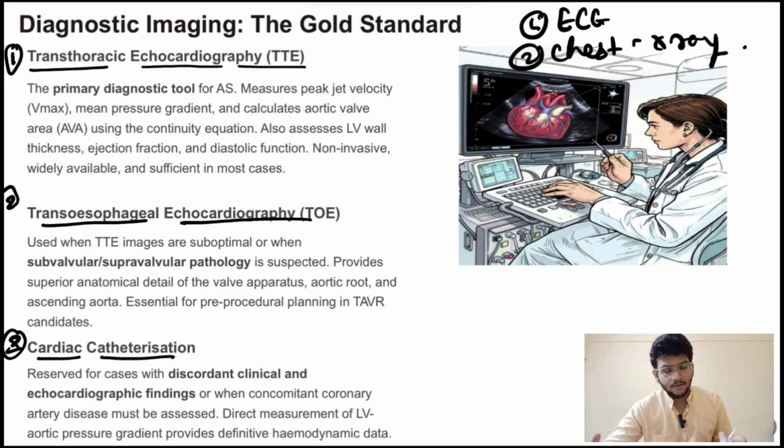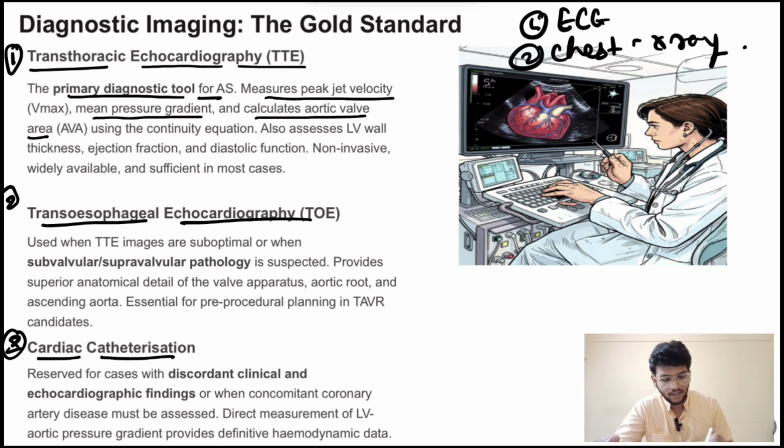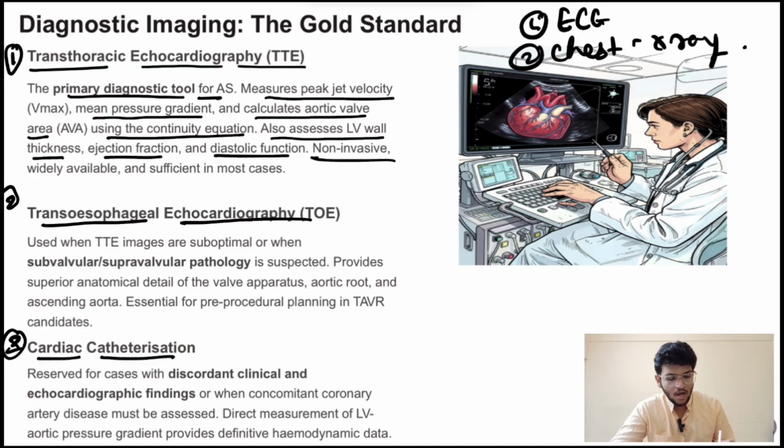Now transthoracic echocardiography is the primary diagnostic tool for aortic stenosis. It measures the peak jet velocity, mean pressure gradient, and calculates aortic valve area using the continuity equation. It also assesses LV wall thickness, ejection fraction, and diastolic dysfunction. Non-invasive, widely available, and sufficient in most cases of aortic stenosis.